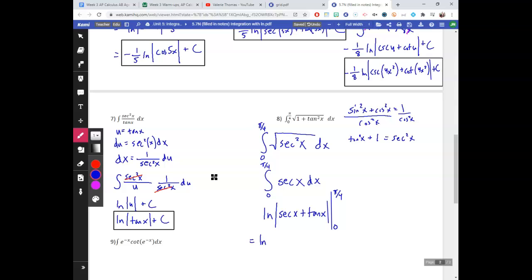So let's plug those in, and here's where I'm going to ask you guys: what is secant of pi over 4? What is tangent of pi over 4?